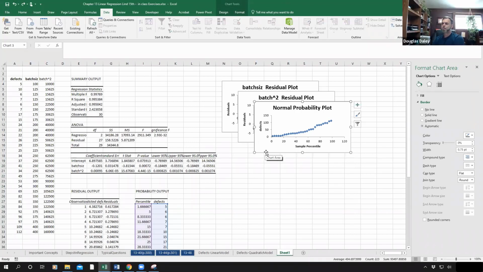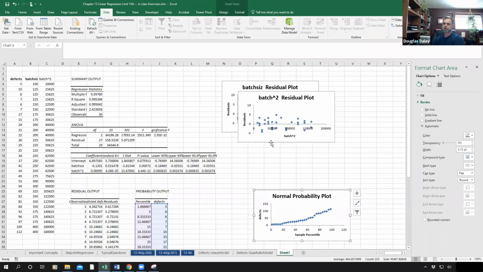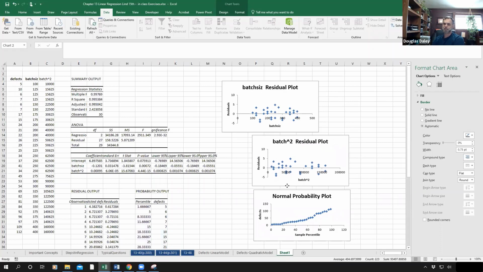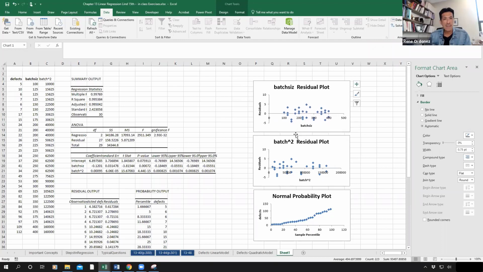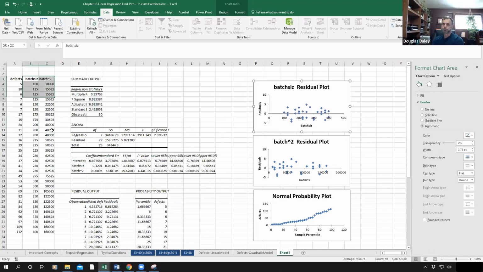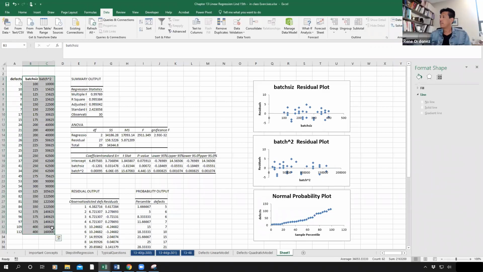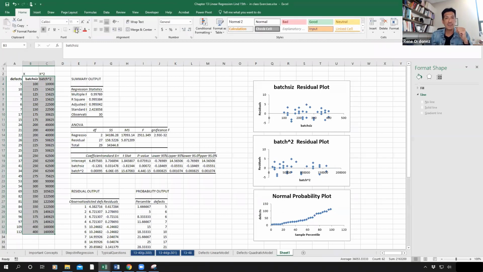Just for the class, does everybody understand why he selected both columns for X this time? Meaning this one here, because this one is your X. This is the X squared. So these two columns are the two predictor variables.